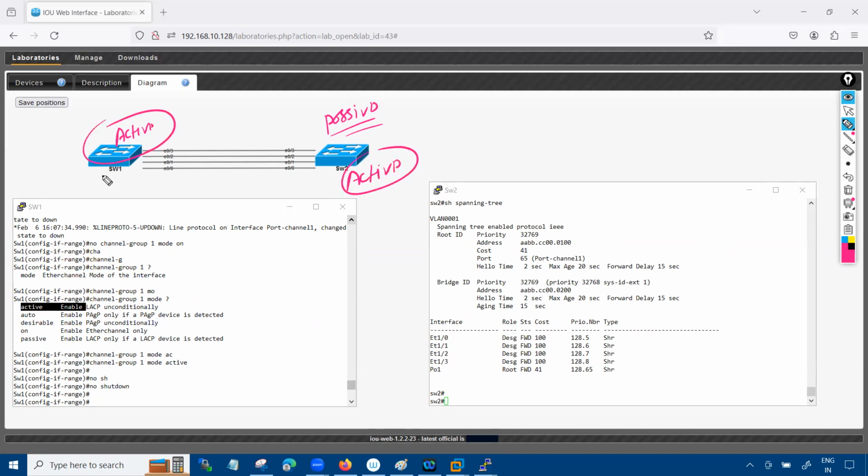But don't use passive and passive. This will not work because passive is just saying that, hey, I can make a port channel if I detect that the neighbor is running LACP, right? The active LACP.